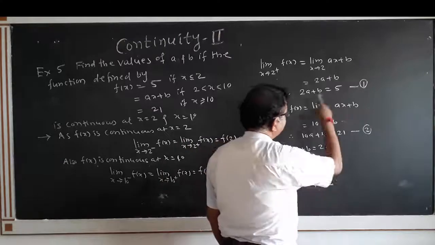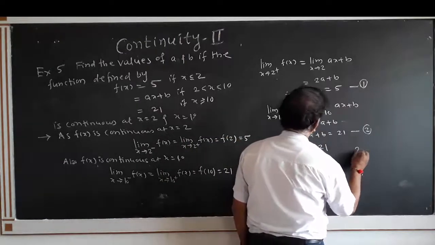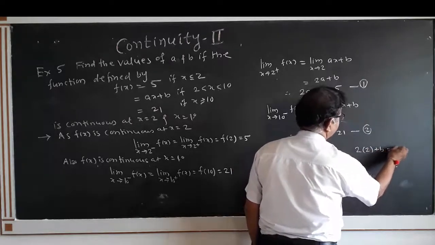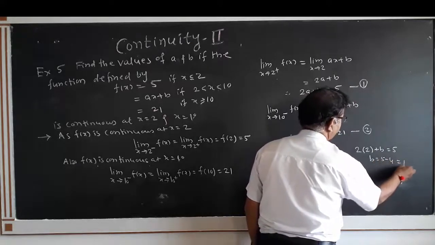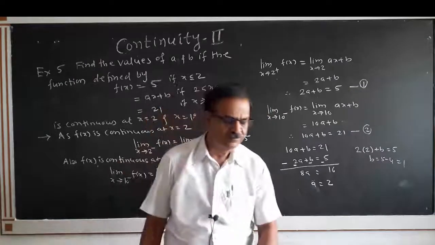Put this value in any one equation. If I put this value in equation 1, 2 into a, 2 plus b equals 5. Therefore, b equals 5 minus 4, equals 1. Thus, a equals 2 and b equals 1.